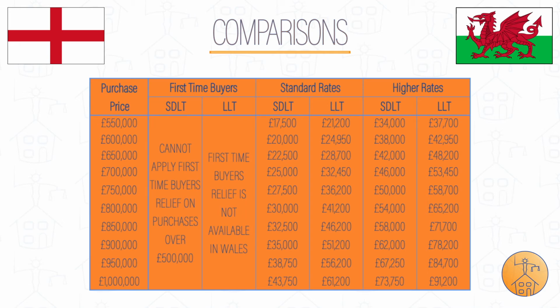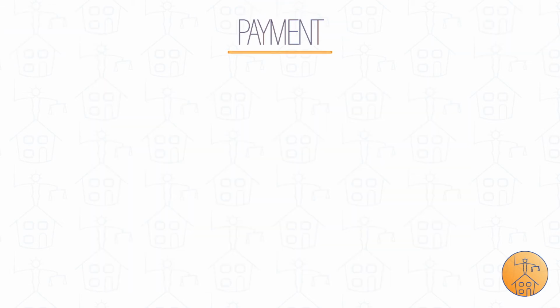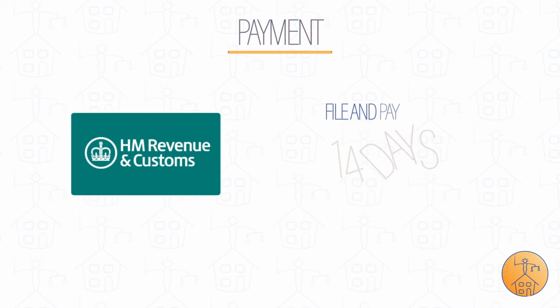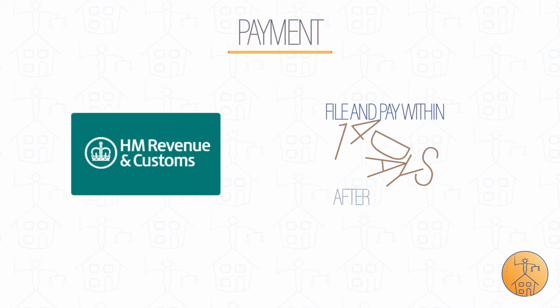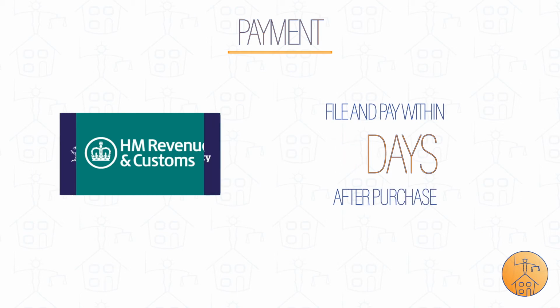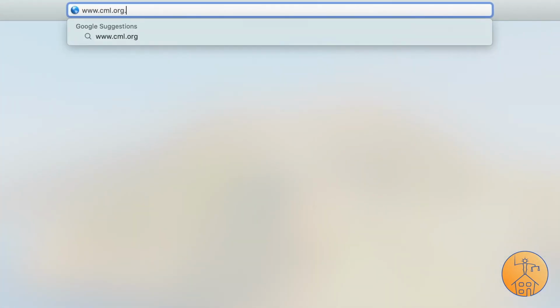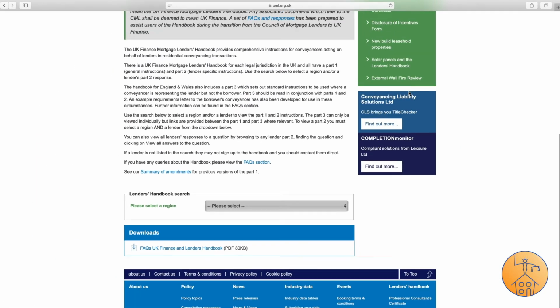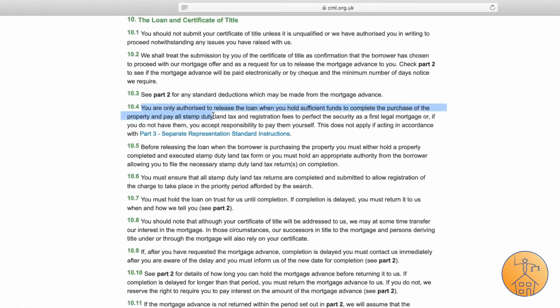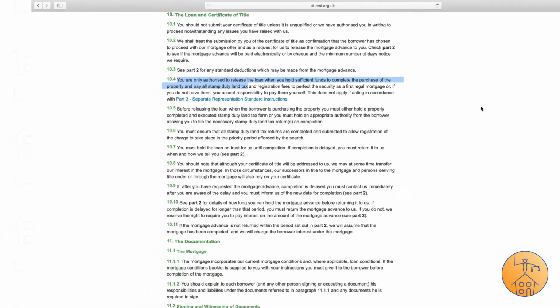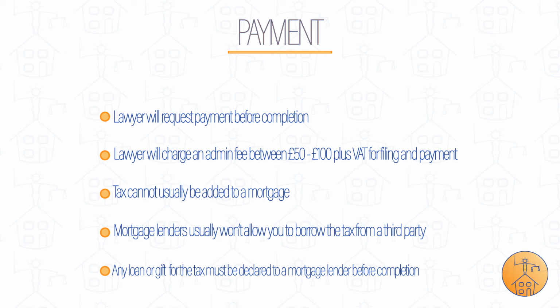Another frequent question that is asked is, when does the tax need to be paid? In England, you have to file your tax return and make payment within 14 days from the date of completion. In Wales, you have 30 days to file your return and make payment from the date of completion. However, your conveyancing solicitor will ask you for the payment before completion, as they will be making the payment on your behalf. Please note, your solicitor may charge a fee for completing the stamp duty return on your behalf, even if you don't have to actually pay stamp duty.